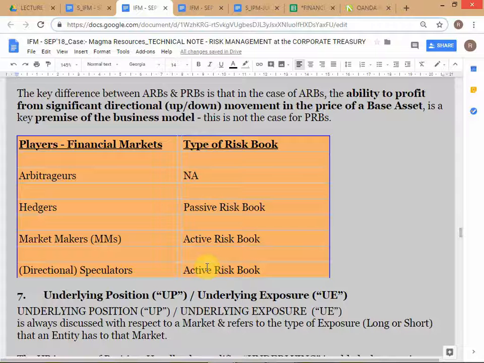And if they ask you this question, if they give you a penalty kick in the interview, then you should be able to score the goal, right? So this is the difference, that hedgers run passive risk books and market makers and these guys run active risk books.